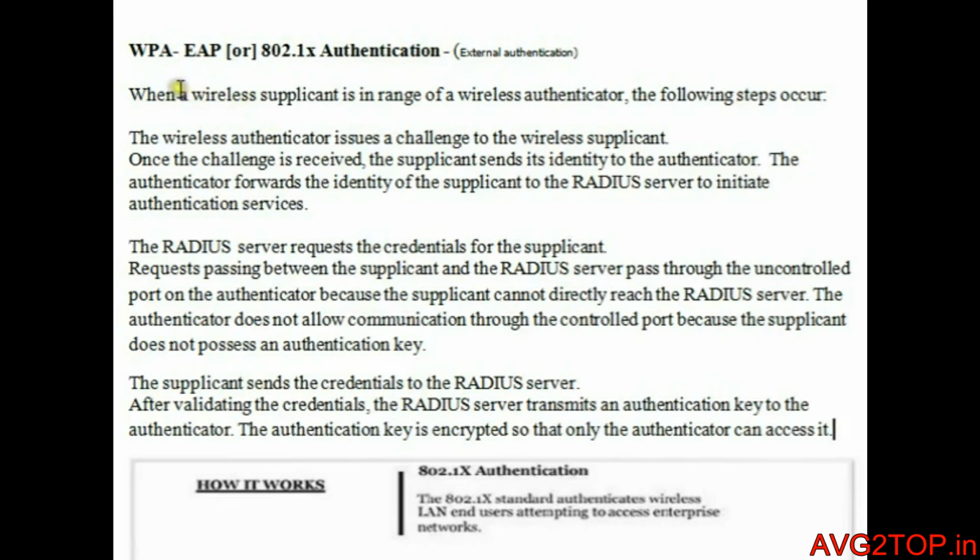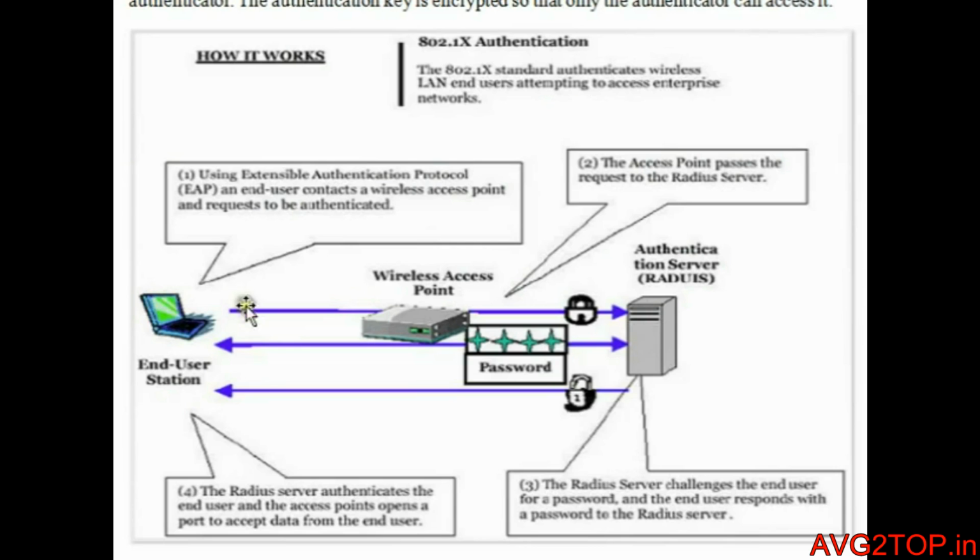The WPA external authentication using the radius server. Let us see that in a diagram. Here we have an end user station, that's a client, and there is a wireless access point to access the wireless networks, and the password is also exchanged with the radius server, and it is done with an authentication key. So there are four steps involved in this. Let us see that one by one.